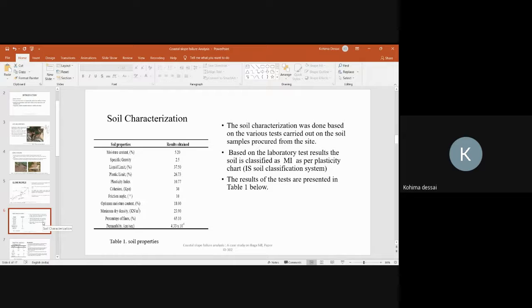The next test which was carried out was the constant head permeability test to find the permeability of the soil. It was found that the soil had a permeability of 4.33 × 10⁻⁴ centimeters per second, which indicated that it had poor drainage capacity. From all the laboratory test results, the soil was classified as silty soil with intermediate plasticity. These are the soil properties which were found using the various laboratory tests.